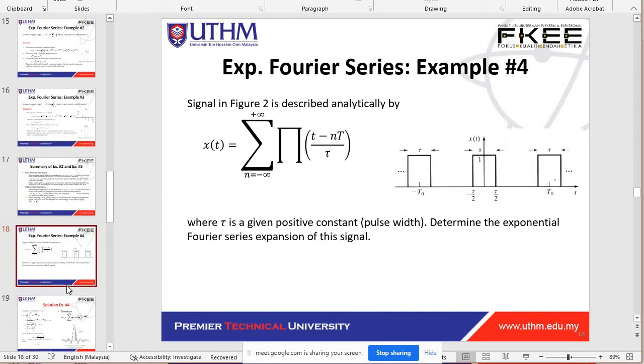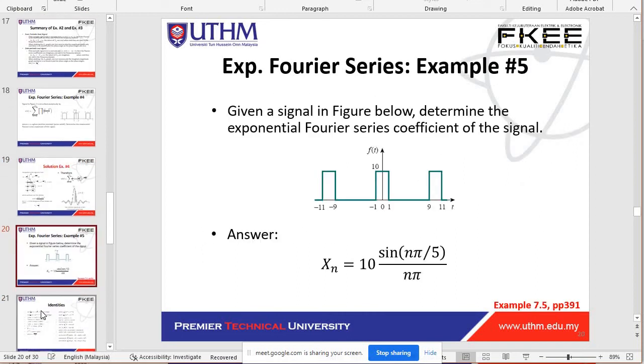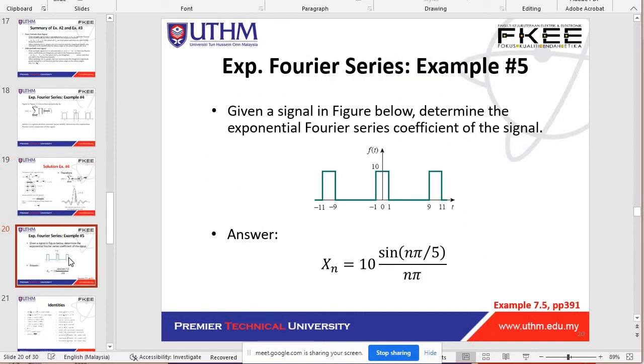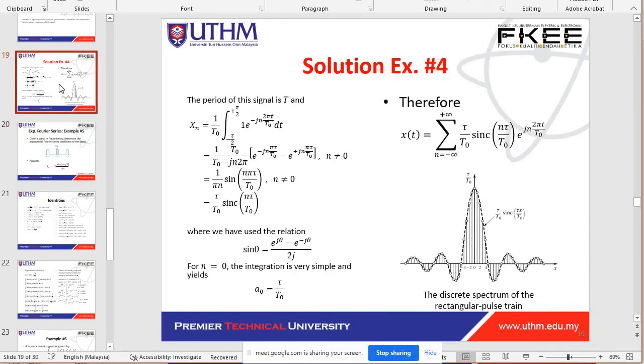Okay, so the next example is example 3.4. Example 3.4, I want to show you also, and example 3.5. Okay, this one. So now I will show you example 3.4 in your module.